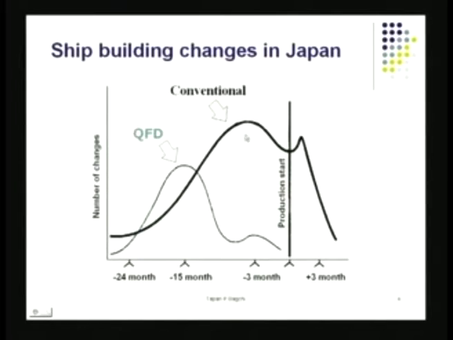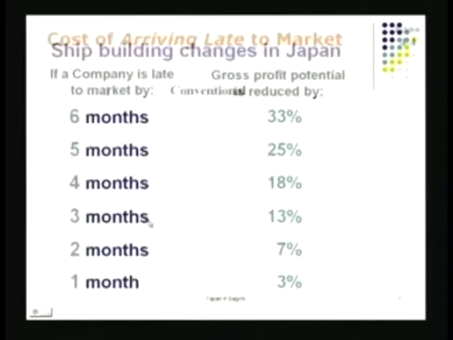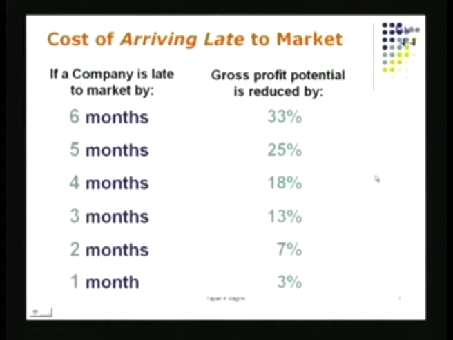In the conventional wisdom, a lot of work is done toward the end of the project. In QFD, a lot of work is done at the front end of the project. That's when you're trying to hammer out concepts and so on and so forth. And I'll show you exactly what is done at that stage. They slowly start getting into what we call the cost of arriving late to the marketplace. Suppose there are delays.